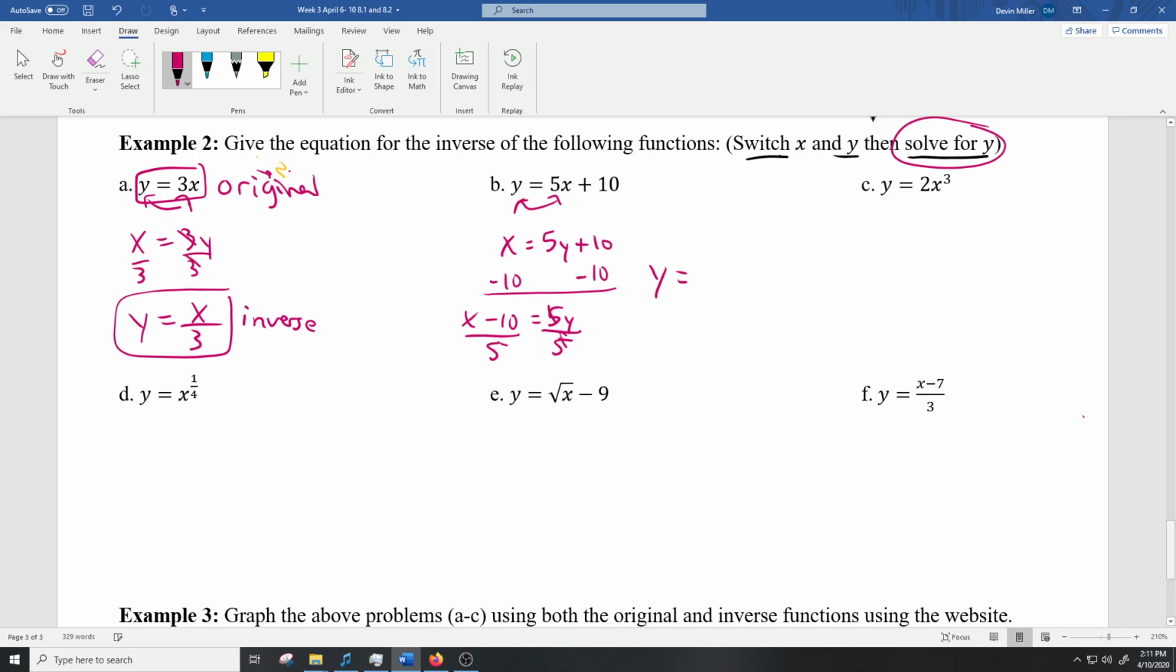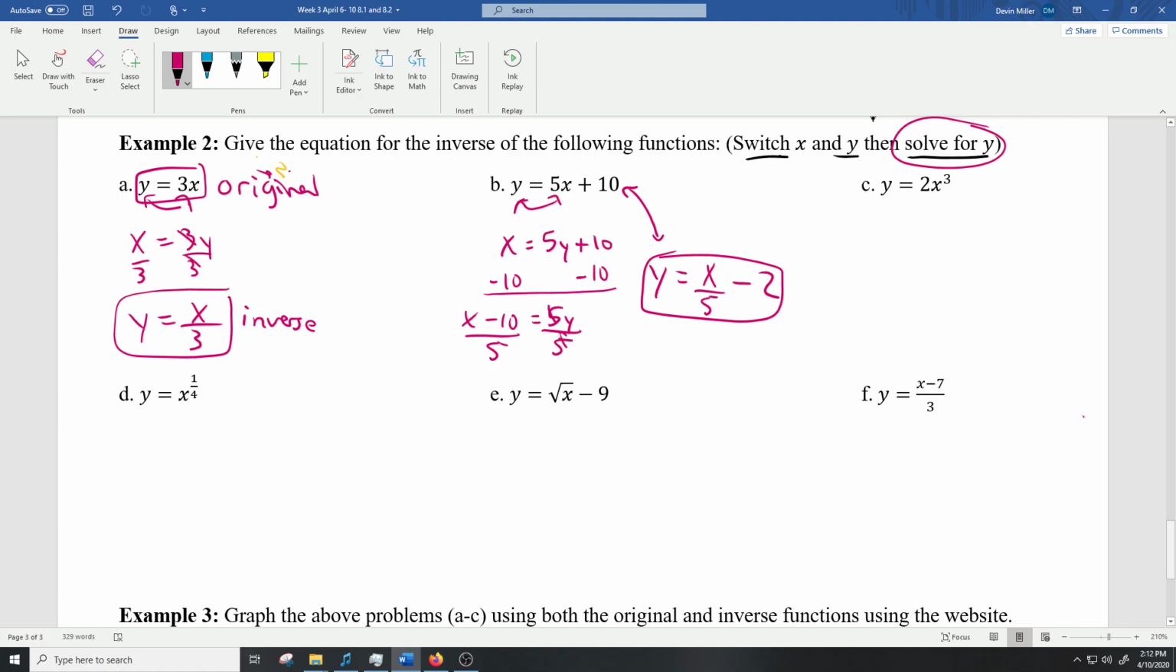We could write it as y equals, because the 5's cancel. If I want to, I could split it up, or I could leave it like this. It doesn't really matter. I'll split it up this time. So the x could be over 5, and then negative 10 over 5 would be minus 2. So the original is up top. The inverse is in the bottom here. That's your answer. A little easier than Monday, I think.